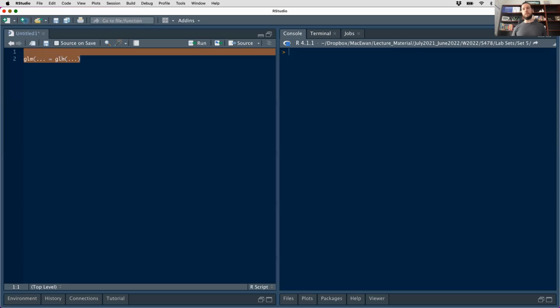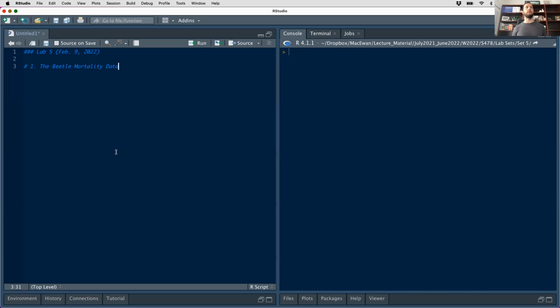So with that being said, I'll start getting into the material. Okay, so this is our 5th lab. First part is the Beetle mortality data.